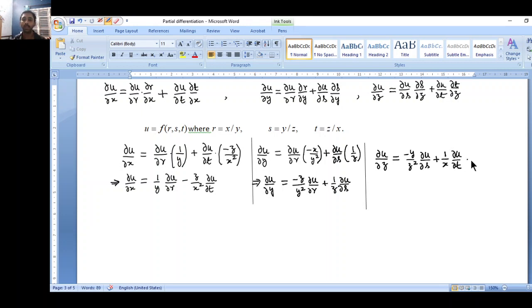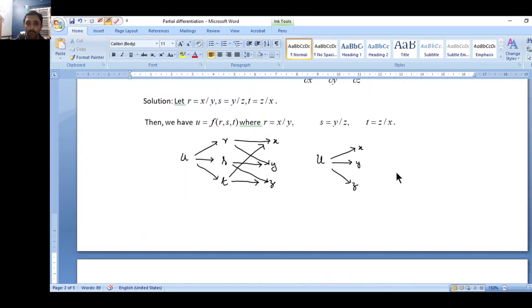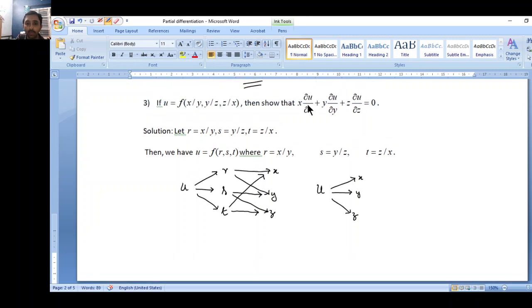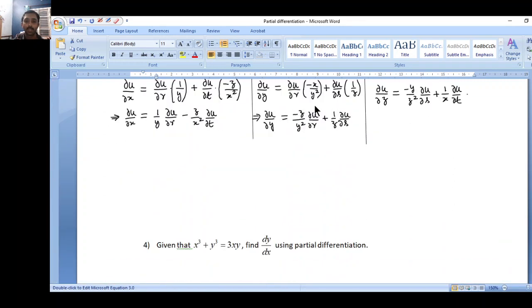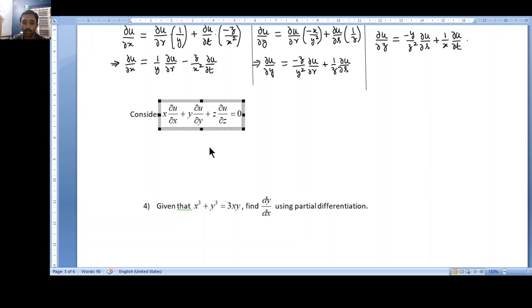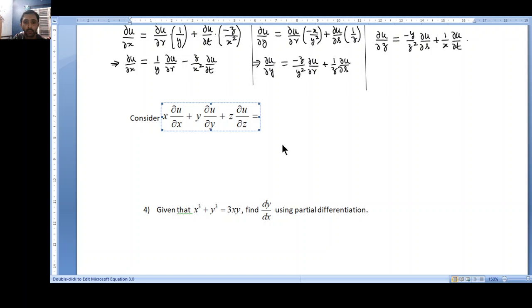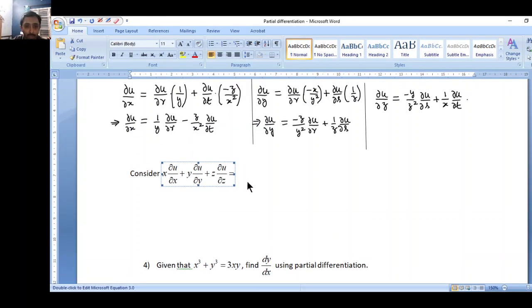Okay, so now that I've got ∂u/∂x, ∂u/∂y, ∂u/∂z, now I'll see how to establish the required relation. What are we supposed to show? What are we supposed to prove? We are supposed to show that x ∂u/∂x plus y ∂u/∂y plus z ∂u/∂z is going to be equal to 0. So we will start with this expression now. Okay, so we will consider x ∂u/∂x plus y ∂u/∂y plus z ∂u/∂z. Of course, we are supposed to show that it is equal to 0. We will not take it equal to 0, but we are going to prove that this is going to be 0.